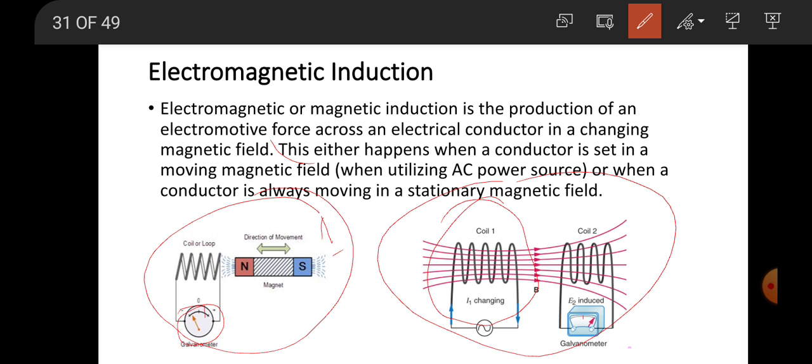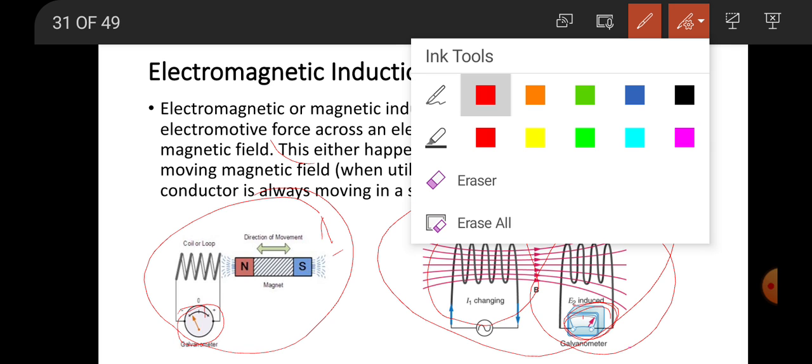Remember that when current flows, it generates a magnetic field. So in this case, as the current is changing, the magnetic field is changing. And because of the change in magnetic field, current can be induced in the second coil, which is this. How you know that current is induced is that the galvanometer will read that current has entered it. This is an amazing discovery in sciences.